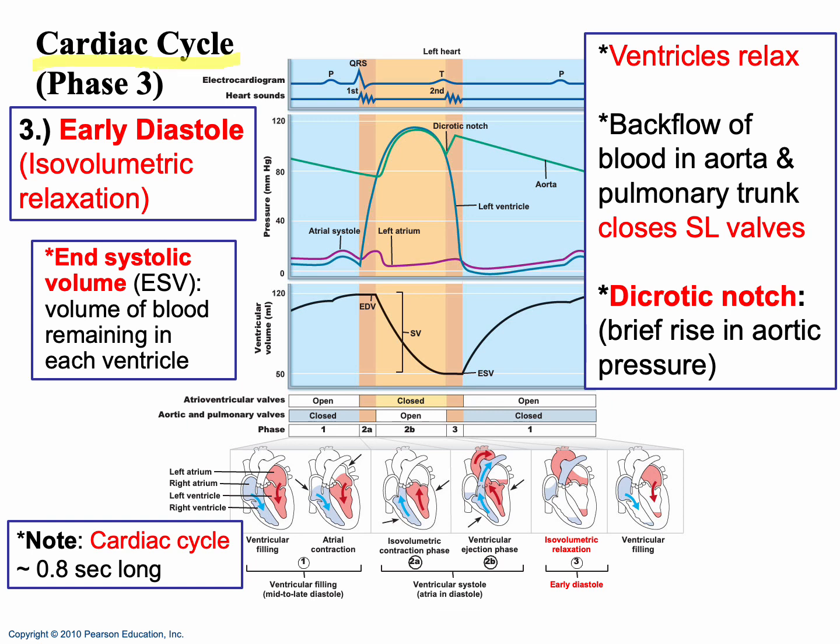So cardiac cycle phase 3. And this is known as the early diastole. So the isovolumetric relaxation. Again, the blood is flowing into the pulmonary trunk and the aorta. This is reflected again at ventricular volume going down significantly here.